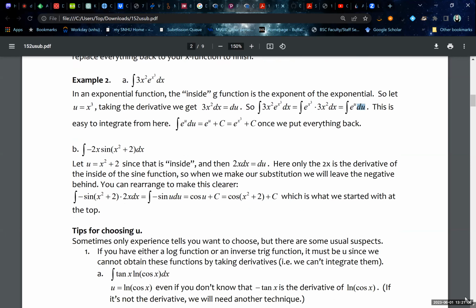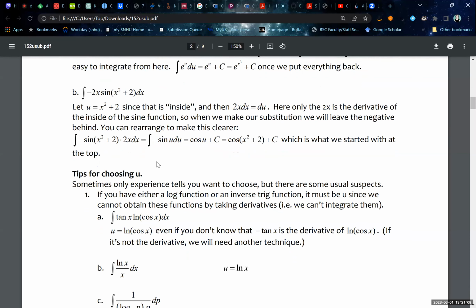Now, if we look at the second example, this sine function, this is very similar. We're going to let u be the inside of the sine function because I take the derivative to get du, and the derivative of this is 2x. So again, I'm rearranging: 2x dx is going to be replaced with my du right here. And then sine of u gets replaced here. And the minus sign is still there.